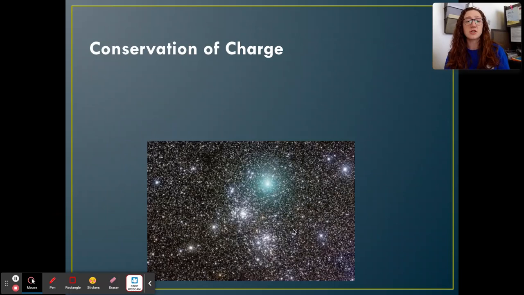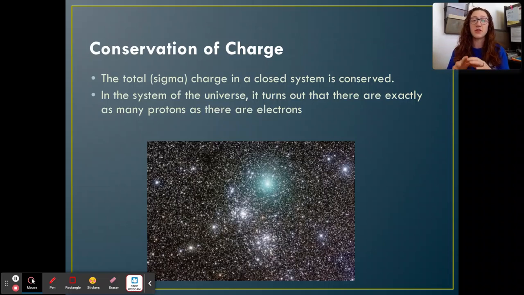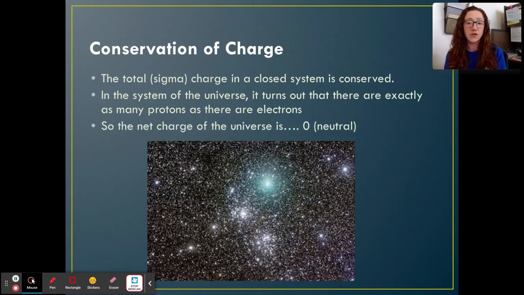The first concept that we need to understand is conservation of charge. And just like conservation of energy, we know that the total charge in a closed system is conserved, meaning that the total charge is not going to change even if smaller parts are changing. So for example, in the system of the universe, things are constantly becoming positively charged or negatively charged. But if we think about the universe overall, there are exactly as many protons as there are electrons. And therefore, the net charge of the universe is 0. The universe is neutral overall, even though there will be places within the universe that are positively charged and others that are negatively charged.